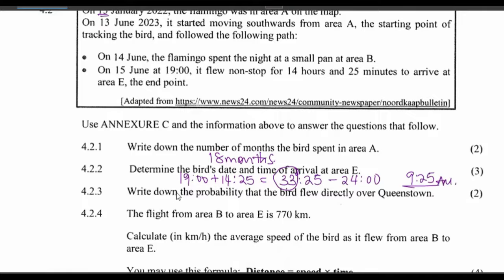And what are they saying? The date. It has to arrive there on the 16th June. 16th June 2023. Okay.